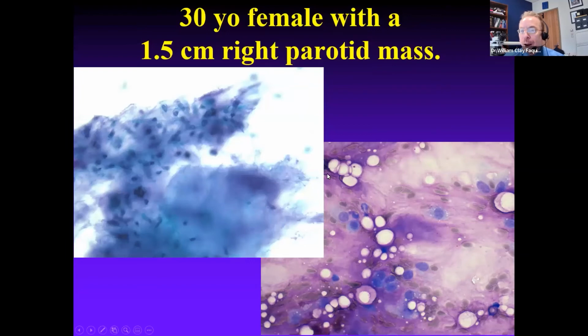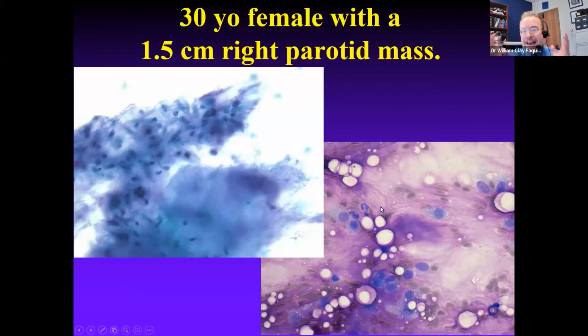Now here's another aspirate. Hopefully everybody knows the answer to this. This woman has a 1.5 centimeter right parotid mass. Here's what the lesion looks like in the alcohol fixed Pap stain. And here's the appearance on the air dried. So we have what some people call troll hair, or this fibrillar matrix with these bland little myoepithelial cells embedded within it. And here in the air dried, it has this pink metachromatic appearance.